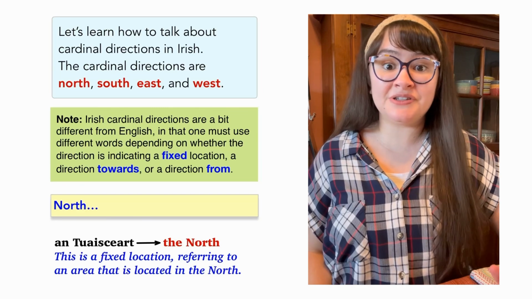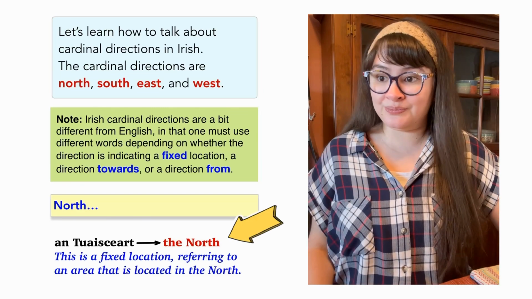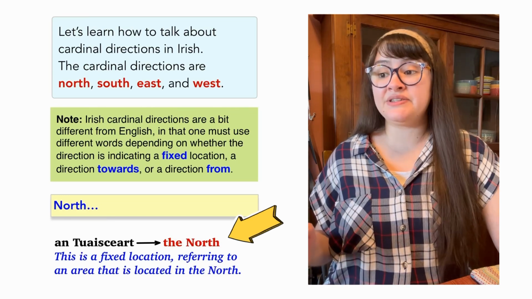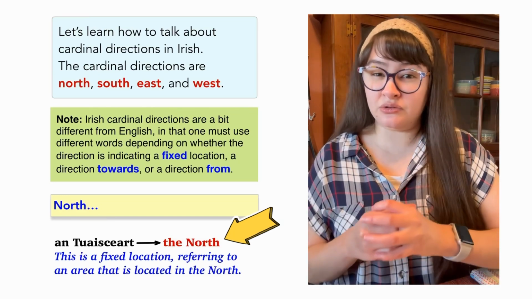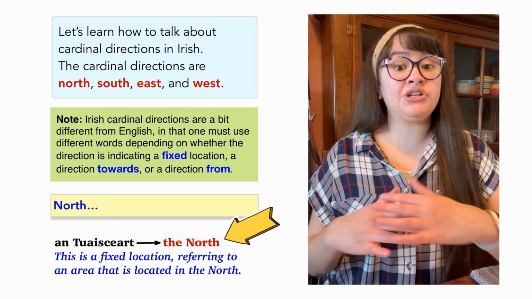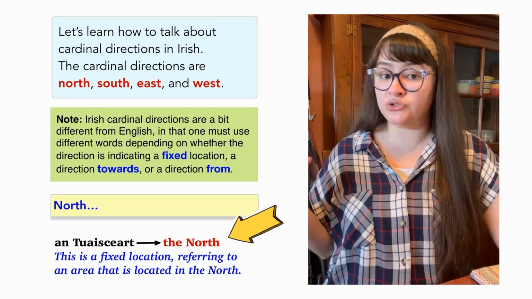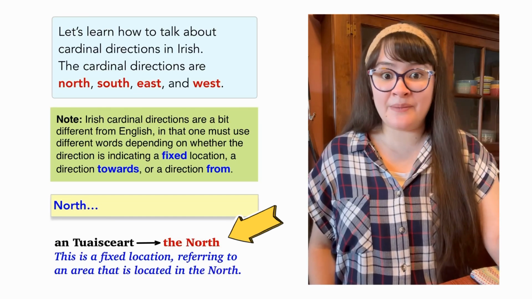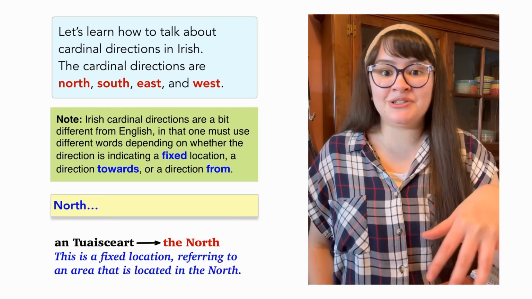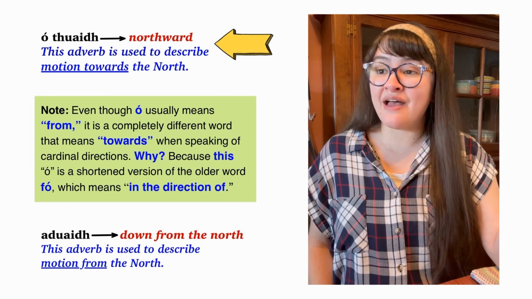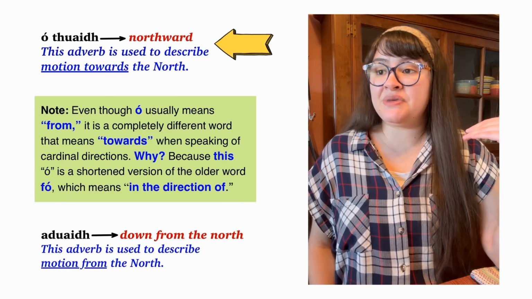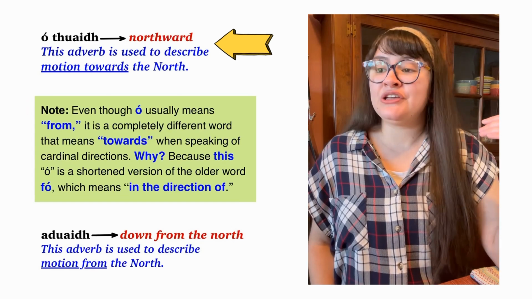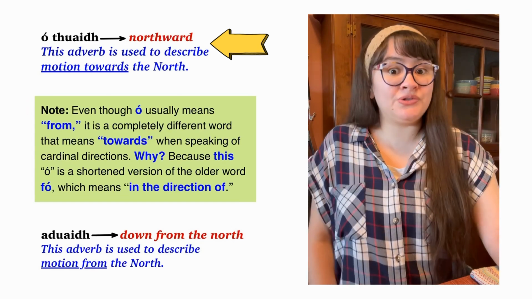But for today's purposes, let's start with north. An Tuaisceart is the north. This is referring to a fixed location, as in the general area that is located to the north. At the end of this set of words, I am going to be giving some examples of each so that it all comes together and makes sense. Next we have Ohue, which means northward or to the north. This is an adverb used to describe motion towards the north.